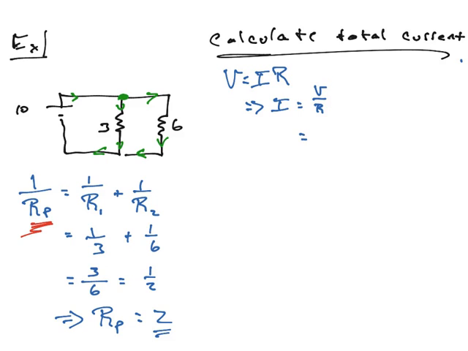All right? Go back to my Ohm's law. I is V over R. V for this problem was 10. R total is 2. So I get 5 amps.